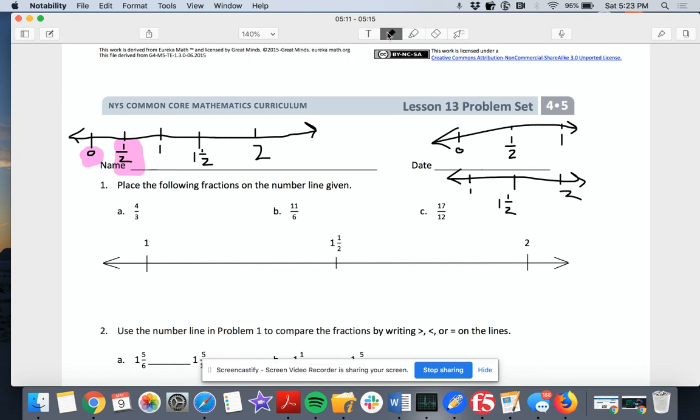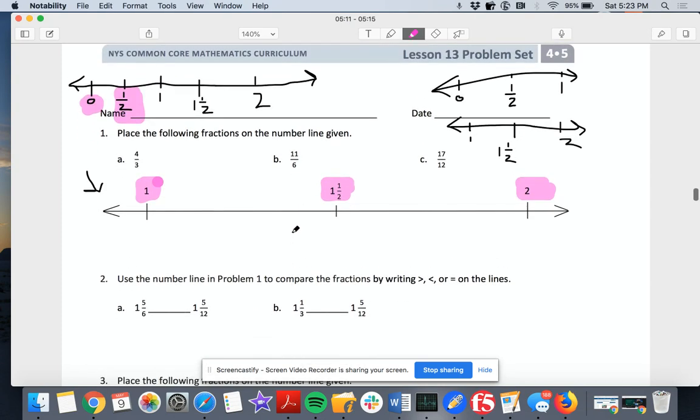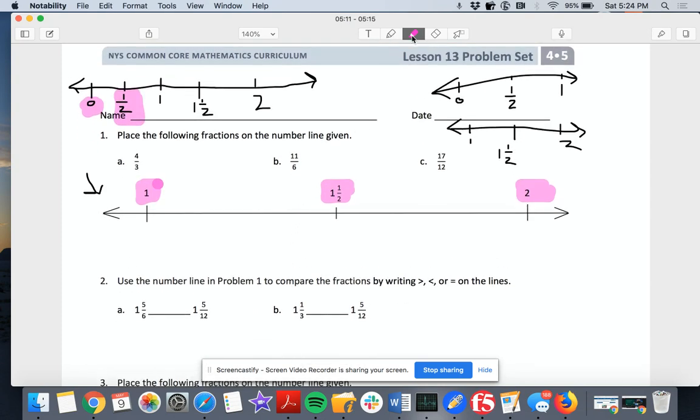So our objective, we're still going to continue to compare numbers and reason with them using this number line and using those benchmarks. Today our benchmarks are 1, 1 and 1/2, and 2. So let's do an example problem together. Then you guys should be all good to go.